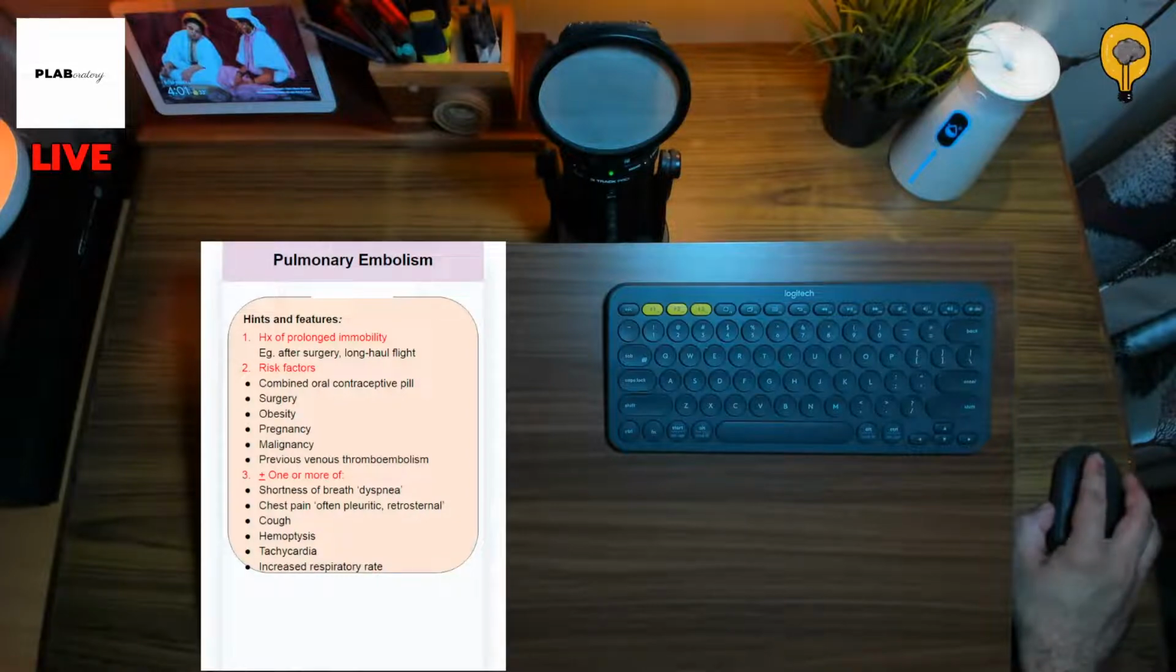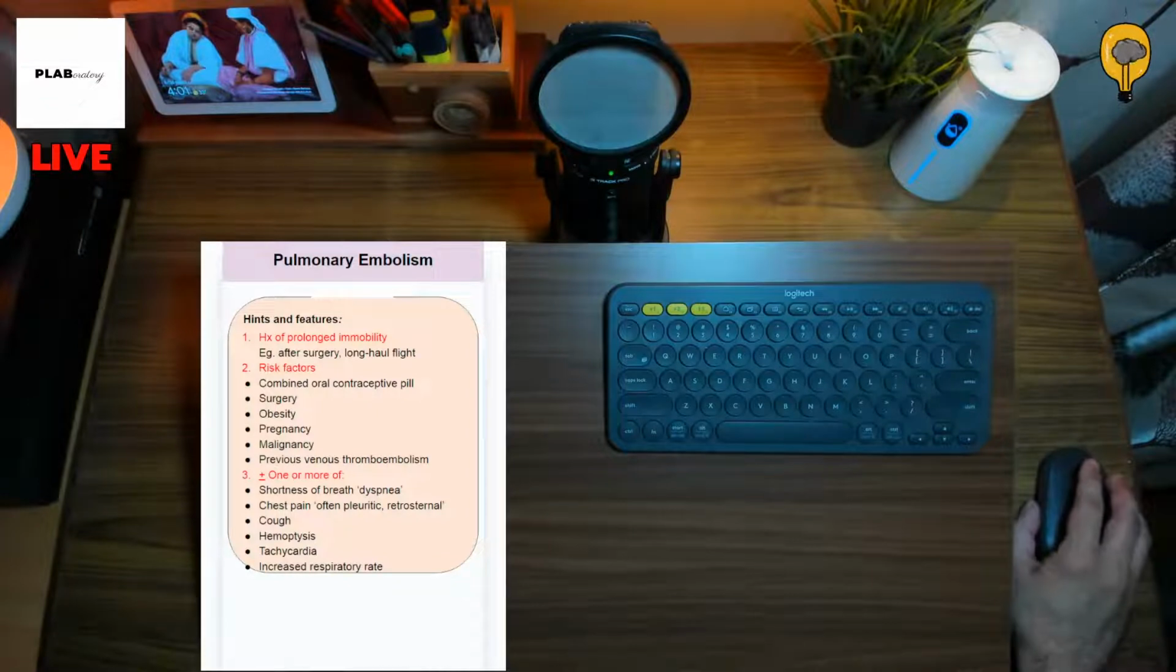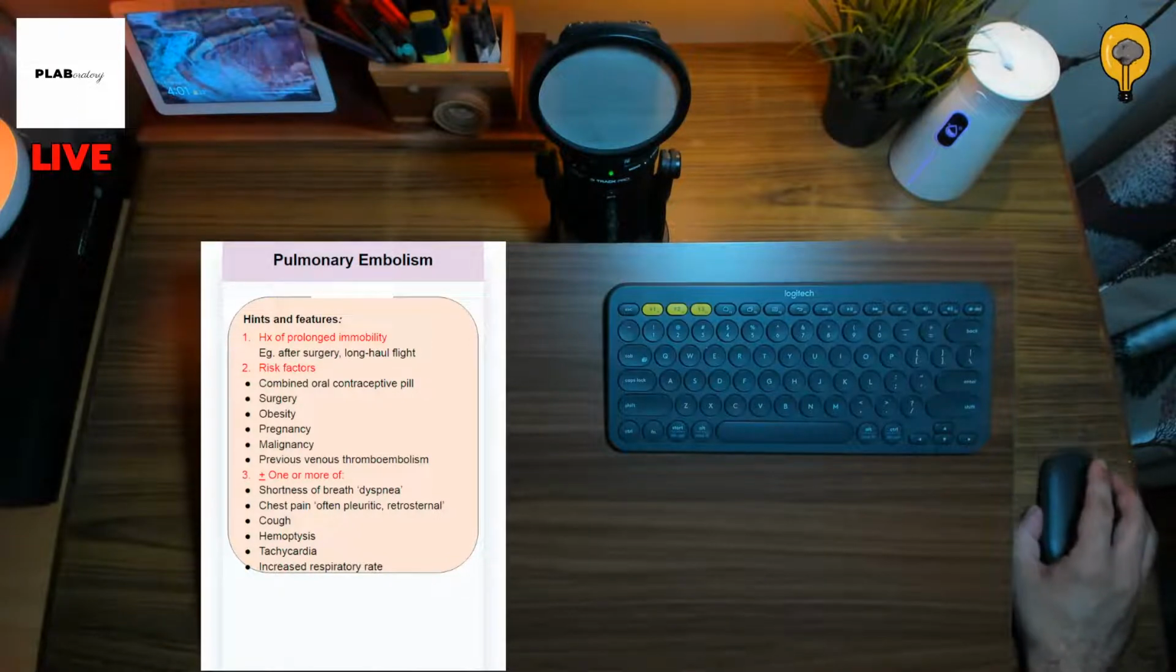And if we see the signs and symptoms, we have to remember that these are non-specific. The symptoms include dyspnea, pleuritic chest pain or retrosternal chest pain, cough, and hemoptysis. And the signs include tachypnea, tachycardia, hypoxia, which may cause anxiety, restlessness, agitation, impaired consciousness, then pyrexia, elevated jugular venous pressure, gallop heart rhythm, which is a widely split second heart sound.